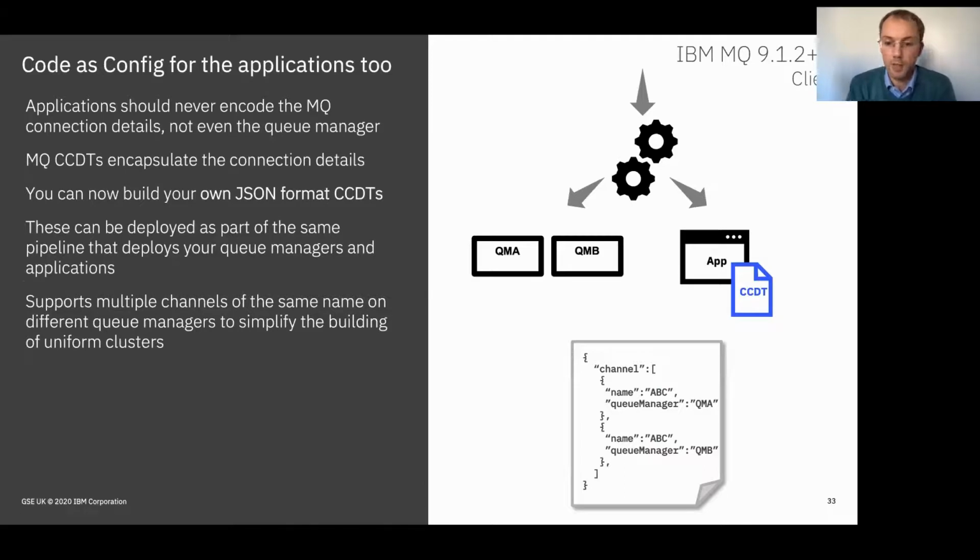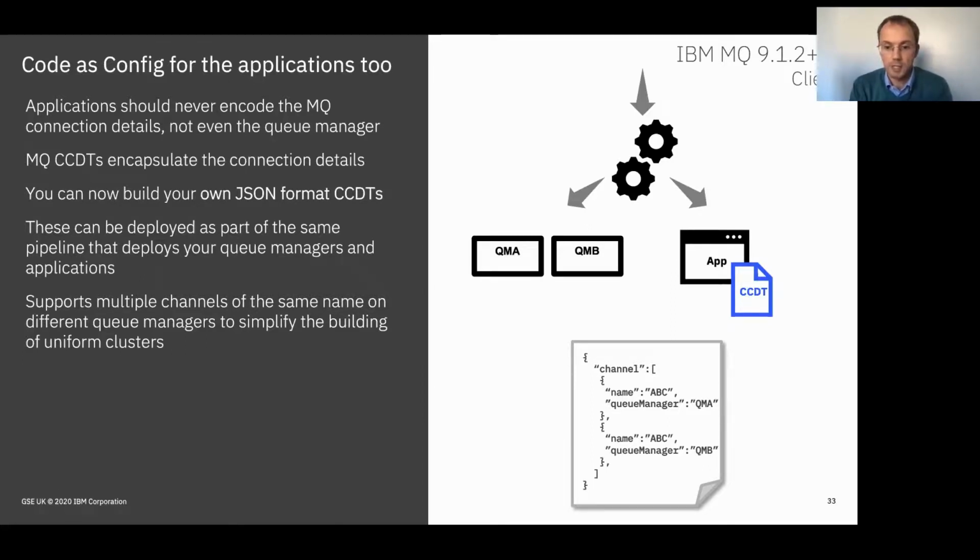I mentioned before that it's increasingly common that you want to be able to run some of these definitions when you're provisioning new queue managers, particularly in containers. This is similar to the kind of code as config. So that was for the queue managers. To support that similar capability for applications, we now allow you to define your CCDTs as JSON rather than relying on a binary file that was generated by MQ that you had to distribute between your applications. So you can now define the channel connection information for your applications in a JSON structure, and those applications can then read that data at runtime to determine where they can connect to.